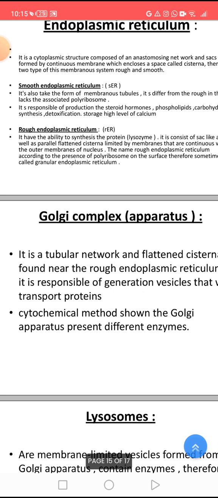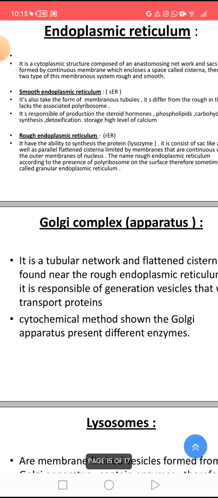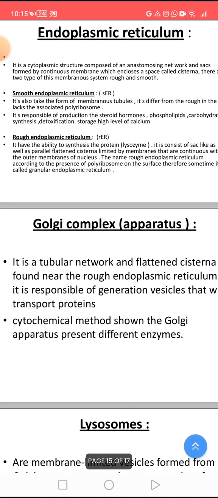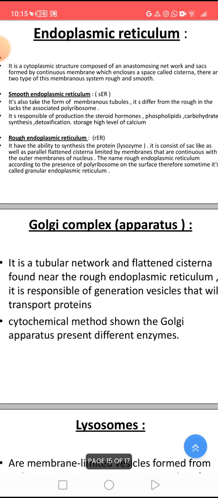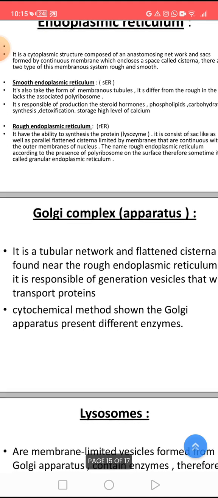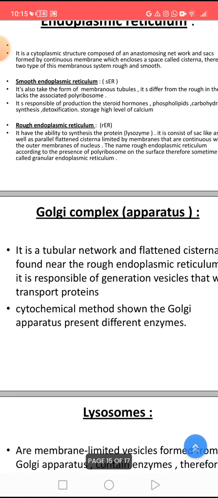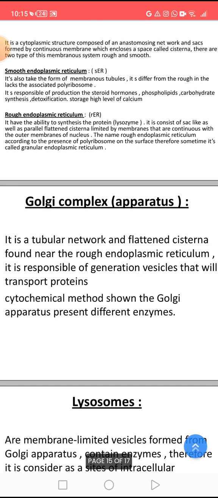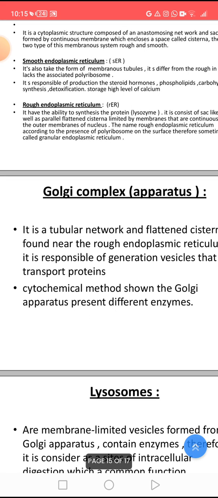For example, in sperm cells, we have a large amount of smooth endoplasmic reticulum, because the smooth endoplasmic reticulum is responsible for producing steroid hormones, phospholipids, carbohydrate synthesis, detoxification, and storage of high levels of calcium. Rough ER is for synthesis of proteins, such as lysozymes, a type of protein. Mostly synthesis of protein.